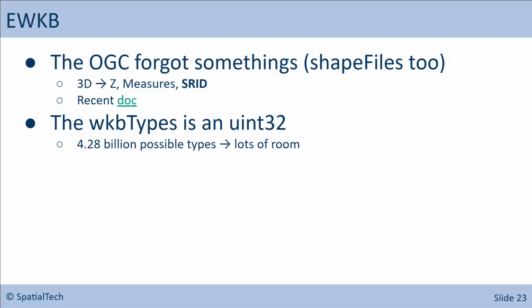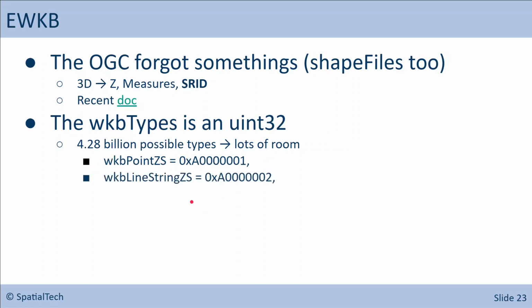But we still wouldn't get to 4 billion. So the thing here is that there's a heck of a lot of space in this unsigned integer to do some fancy stuff. And this is how they extended well-known binary. What they do is they just move up the range and start burning in the exact same geometry types, but do it for Z. The exact same geometry types, but do it for ZM. And so these are the codes if you want to do Zs.